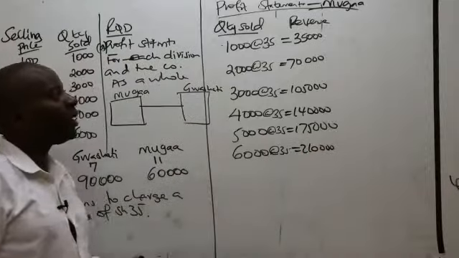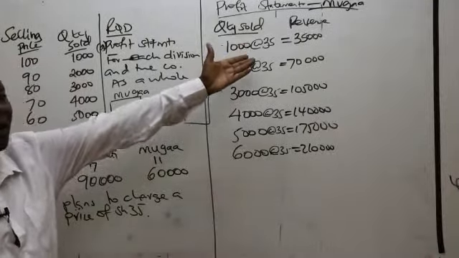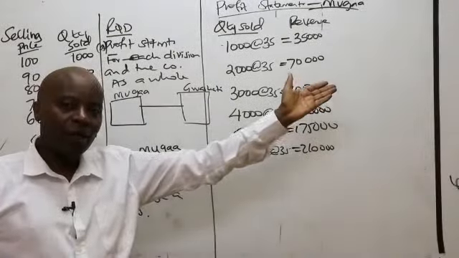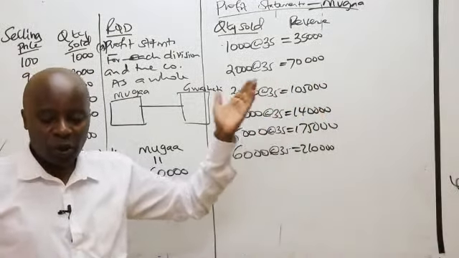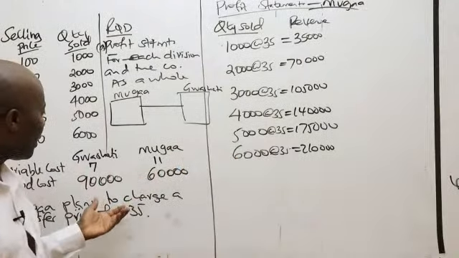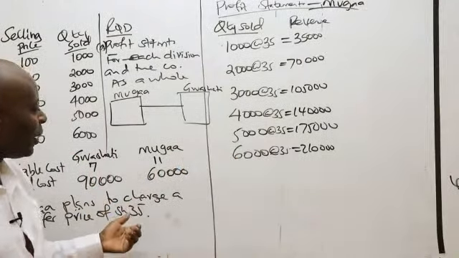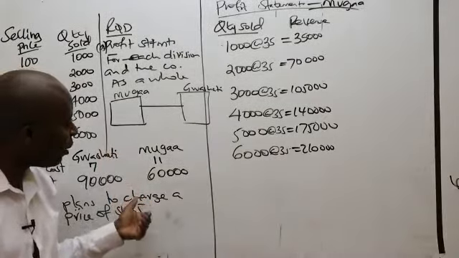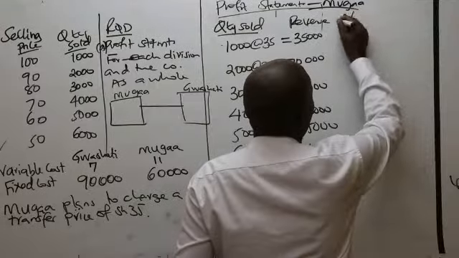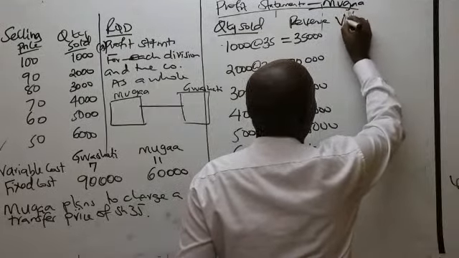Now, ladies and gentlemen, having gotten such beautiful revenues, the next thing will be for us to charge expenses here. I can see there are two types of expenses here. We have variable costs. Let us first of all capture the variable costs.